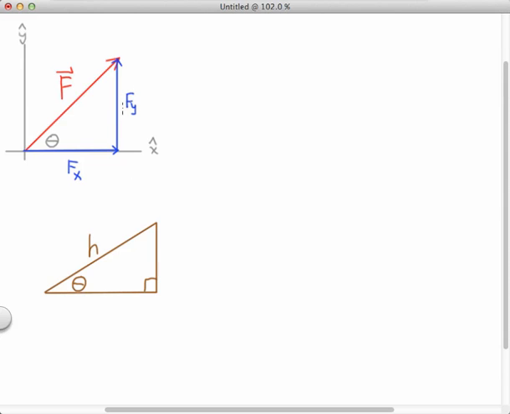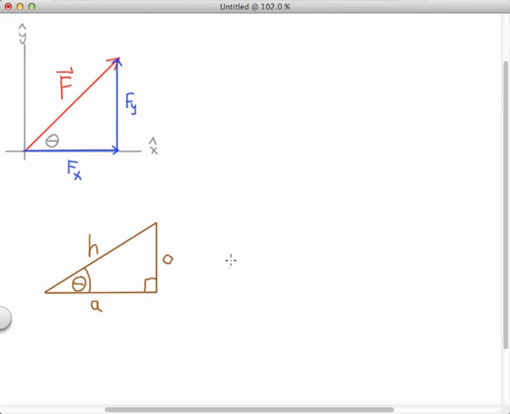Now, f sub y here is opposite the angle. It's the one side of the triangle that is not involved with the angle theta. So I'm going to call that O for opposite. And this side of the triangle is adjacent to the angle. And so this, of course, is my angle theta.